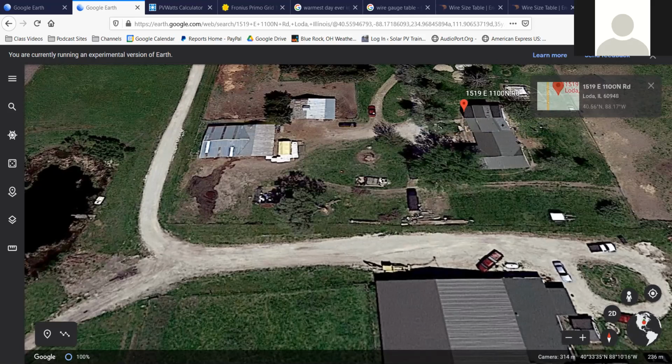Okay, so that gives us a fair idea. So let's assume we're going to put the array over here. So I want to put 120 feet or so in there. So I'll jump back into my whiteboard and calculate the voltage drop.